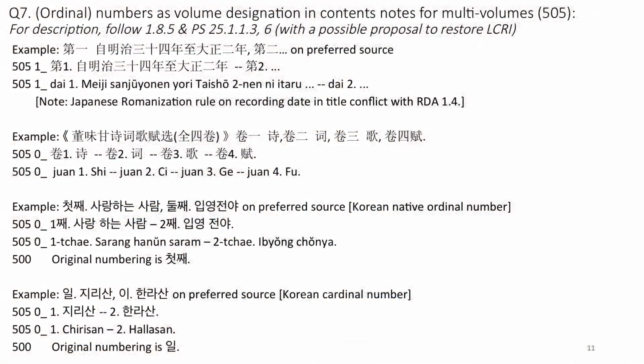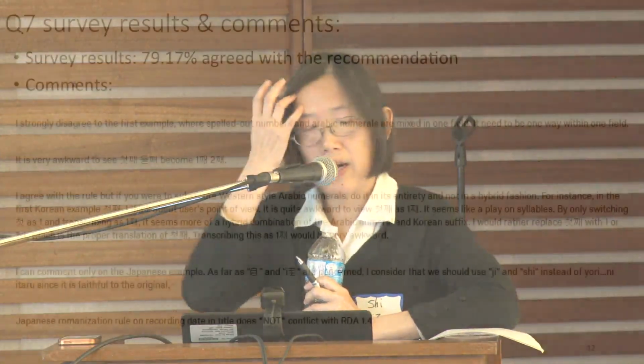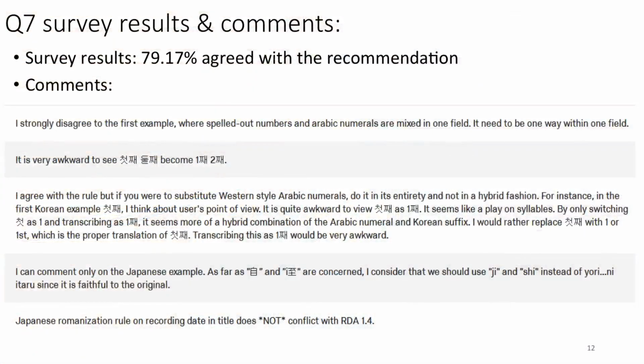So this one is talking about ordinal numbers as volume designation in content notes for multiple volumes. And for our description, you follow the 185 and the PS 25113, this number six. I'm not reading those examples because I want to go over quickly so Eric can have some time talking about Korean numbers.